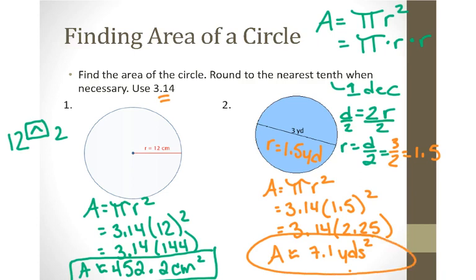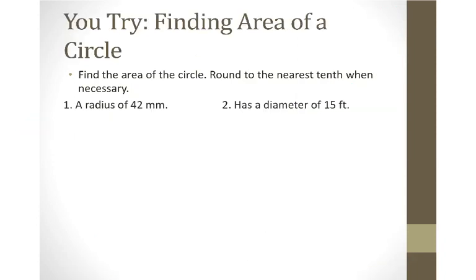All right, so again, now that we've gone through area, remember if you're given the diameter, you're going to have to find the radius. I'm going to ask that you pause the video again and try these two. You try. The first one gives you a radius of 42. The second one, you have a diameter of 15. So for number 2, you're going to have to do one additional step. So pause the video right now and try these 2 problems.